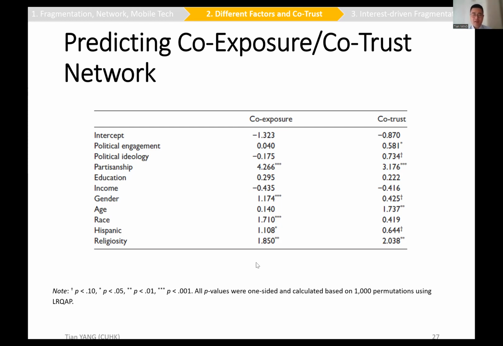Finally, co-exposure and co-trust are explained by a somewhat different set of factors. For example, co-trust is predicted by age similarity, but that's not the case for co-exposure. And in contrast, co-exposure is significantly predicted by gender and race similarity, but this is not the case for co-trust.